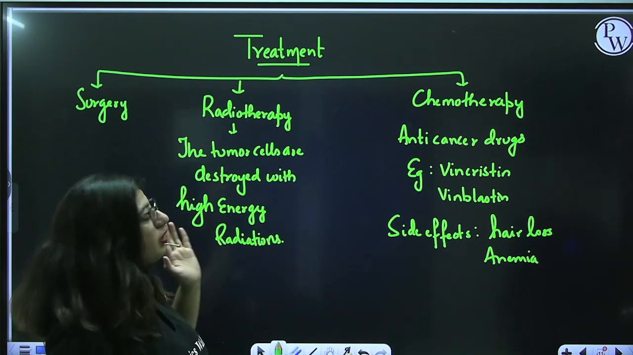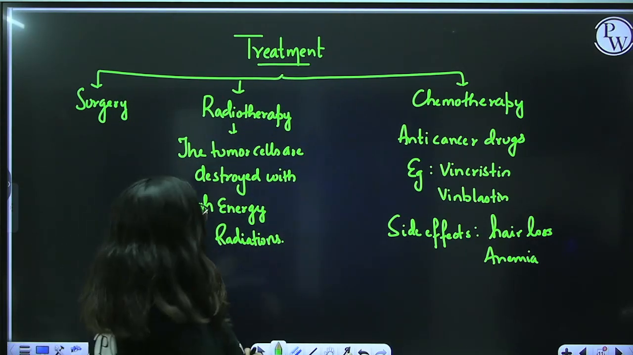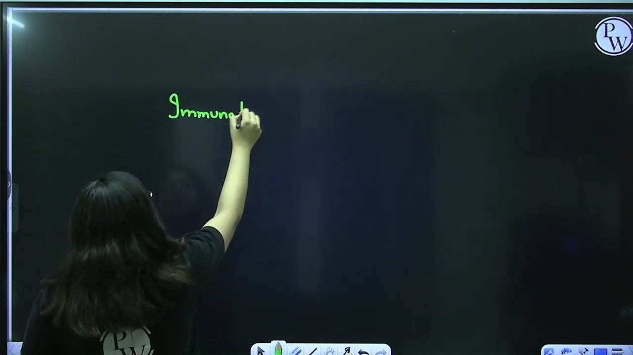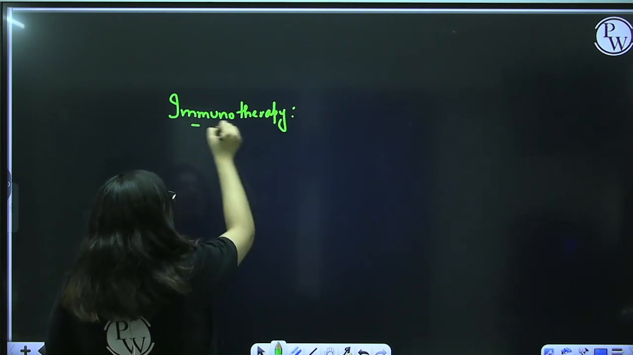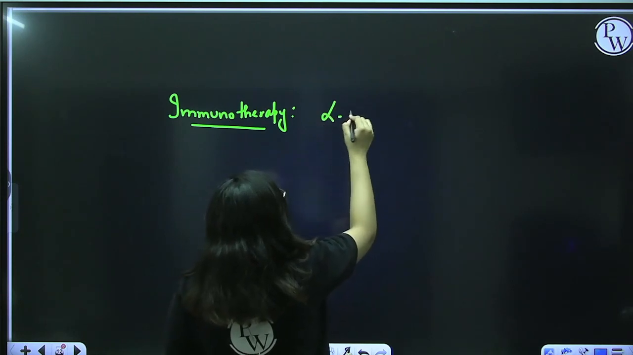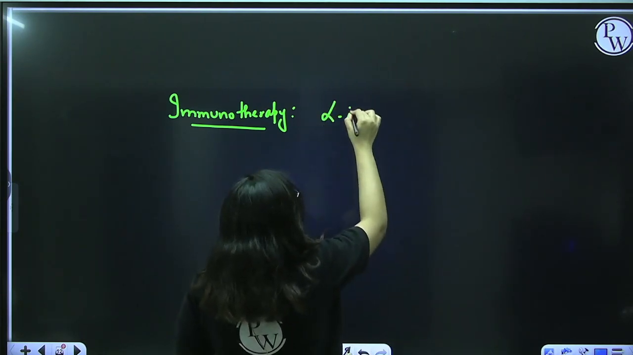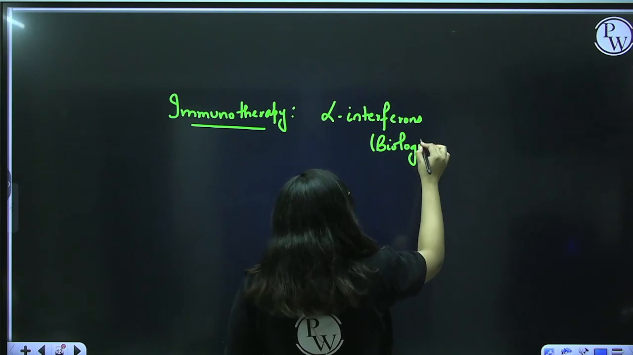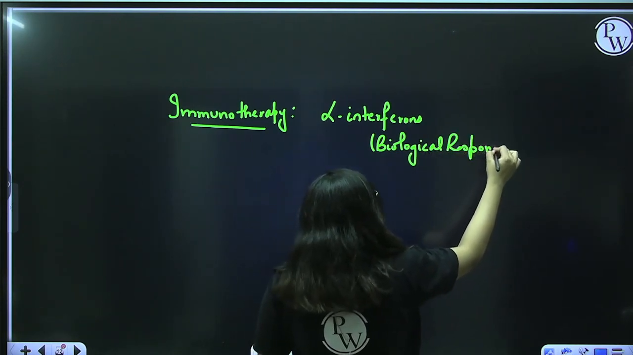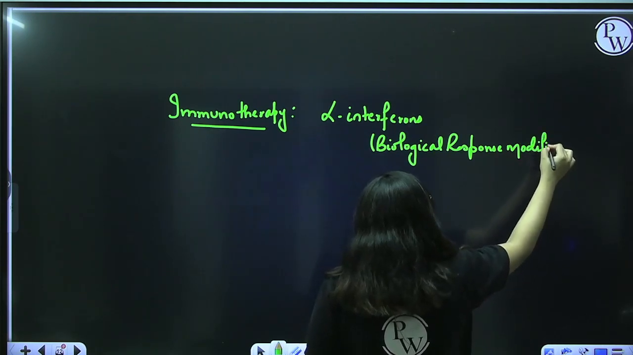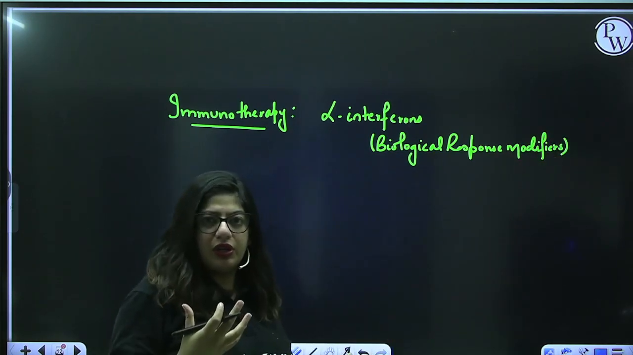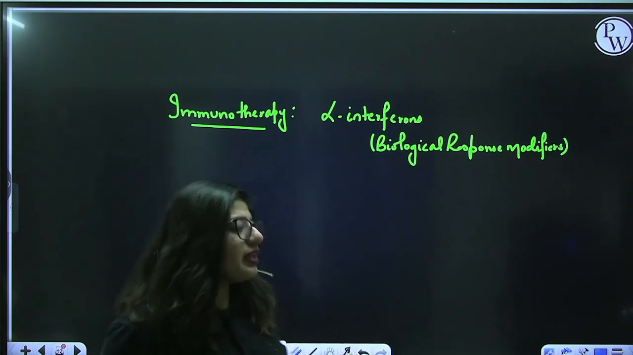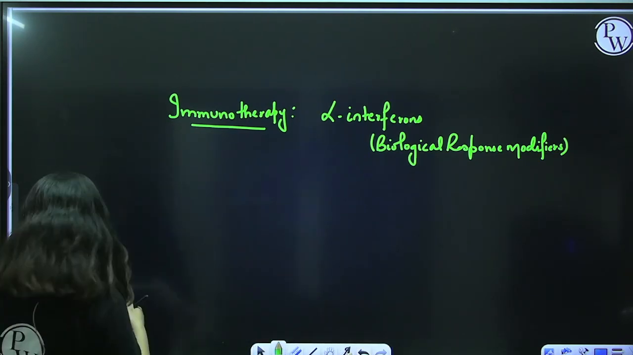So this is how you can treat people, right? There are also other treatment methods like immunotherapy, where the immune system is targeted. You are enhancing the immune system by giving alpha interferons. Alpha interferons are biological response modifiers. What does it mean? It means there are certain glycoproteins that will enhance your immune system to function more. If these are in high quantity, your immune system will get triggered and start working efficiently. So these can also be given artificially, right? So these are certain treatment methods.